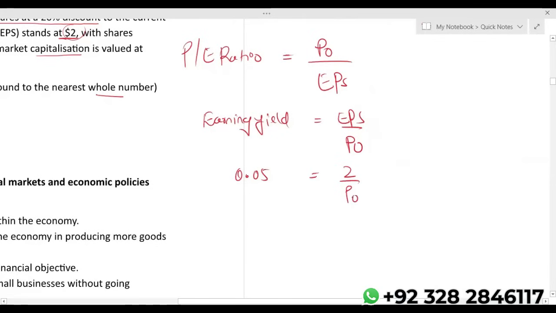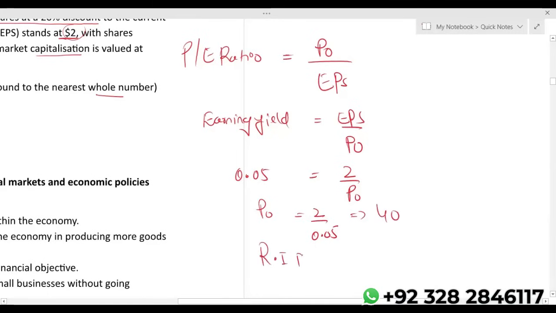We don't know P0, and we do need P0. After that, we can calculate TERP. Now, very easily, I can calculate P0. Logically, it will become like this. Basically, P0 is in the denominator. If it comes here, then 0.05 and P0 will be multiplied with each other. Then the 2 will go to the other side of the equation, and that comes in the denominator. So let's see the current share price: 2 divided by 0.05. Current share price is $40.